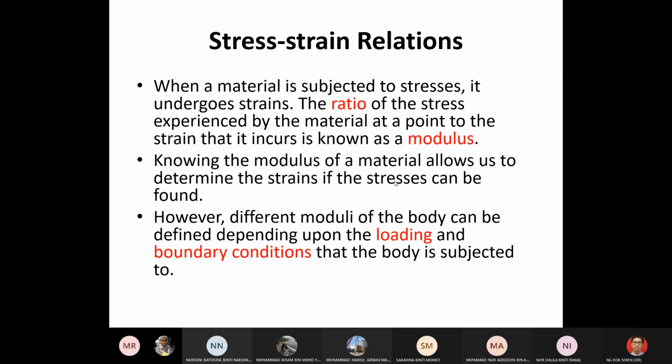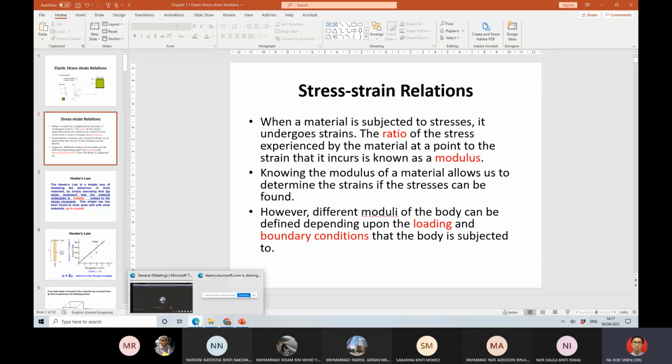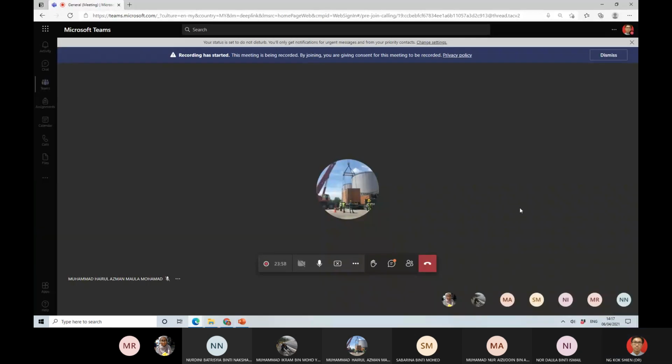So my question is, how many modulus you have learned? If you still remember chapter 1, the document that I gave you and asked you to study, the lecture notes 1.0, there are few types of modulus. Anyone can tell me what are the modulus? You have learned how many modulus? Okay, the basic one is Young modulus, right? Other than Young modulus, what other modulus you have? Anyone?